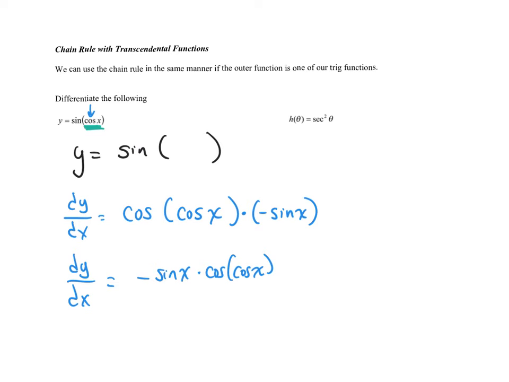But you can see whatever was inside still needs to be there all the way through. You're just taking the derivative of that later on, but that should still always be there. And that's where people typically make a mistake. They'll change what that original inside function is, and you shouldn't do that.